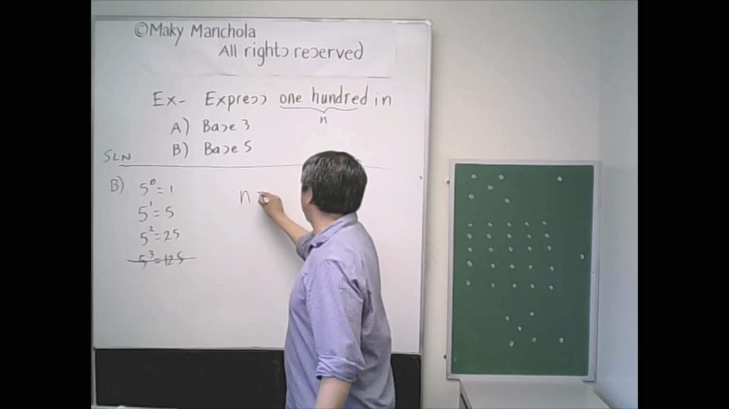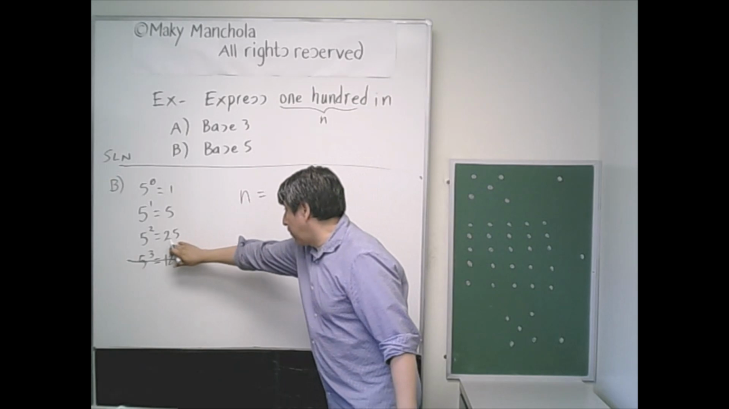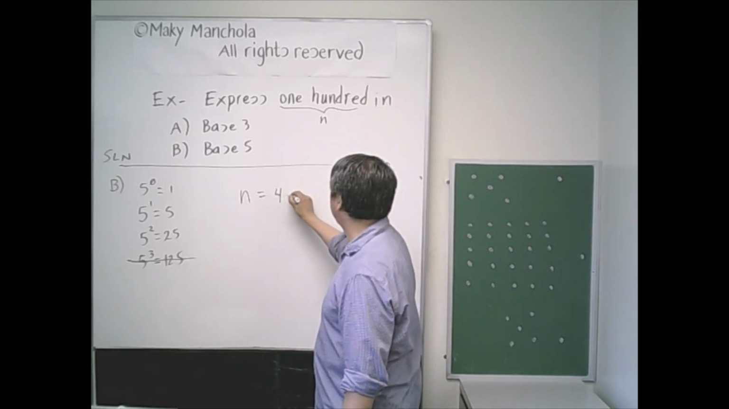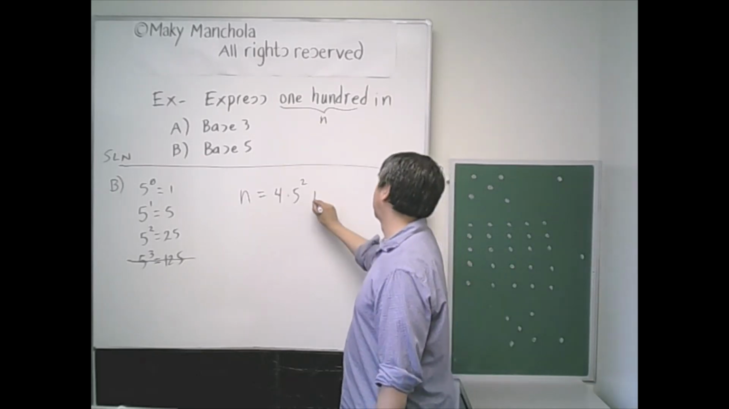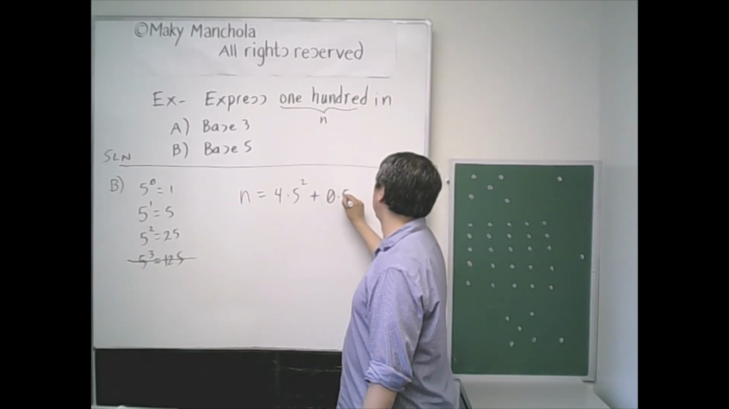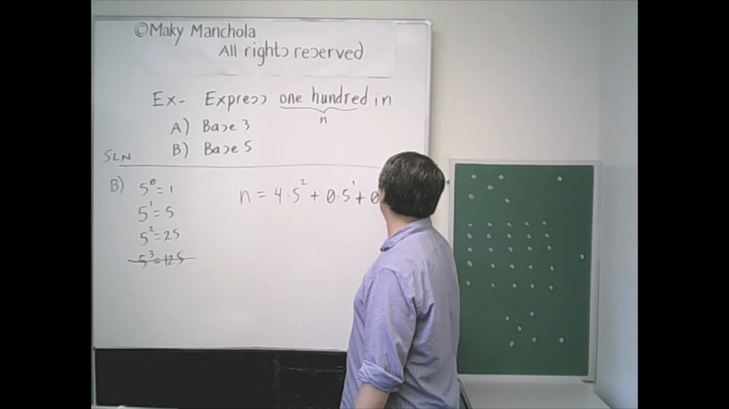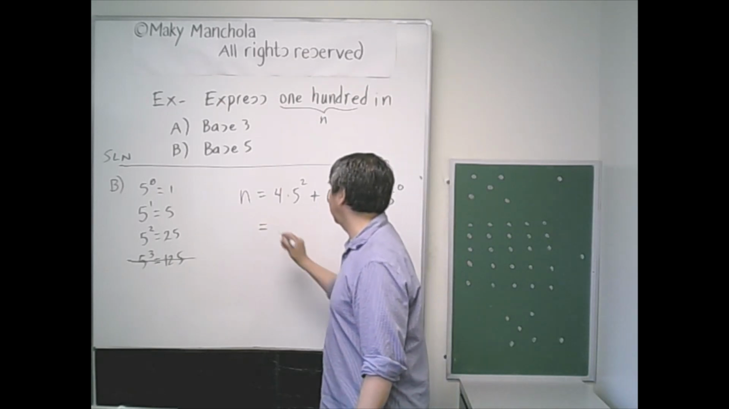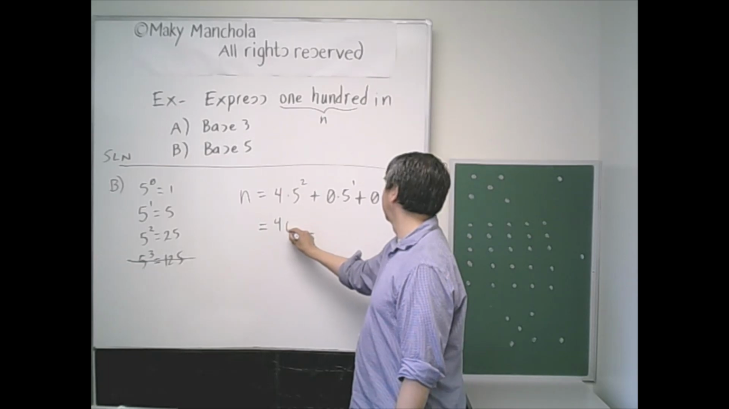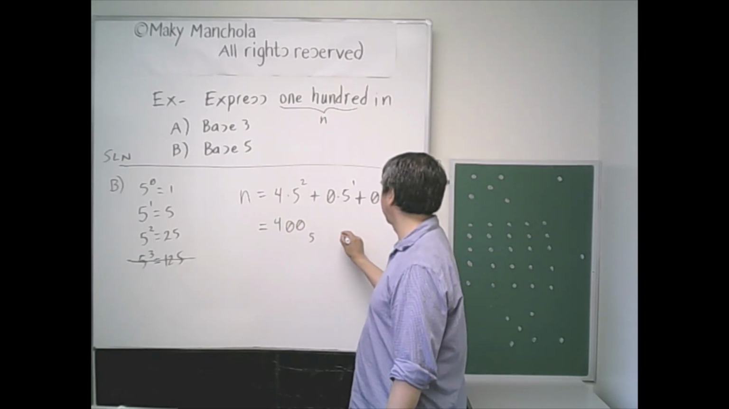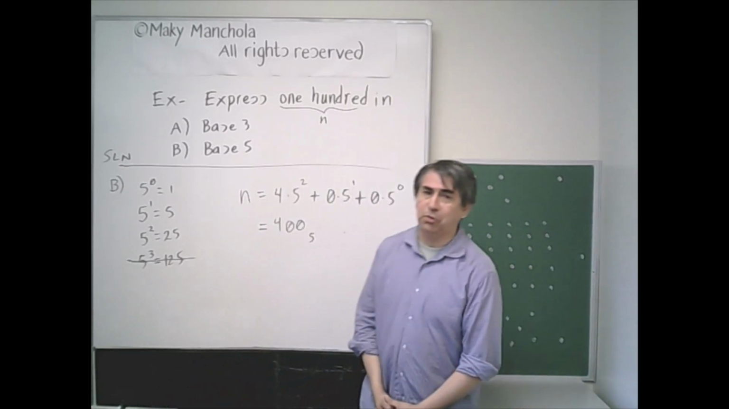So n, which is 100, right, is going to be, well, it's going to be 4 of those for sure. 4, 5 to the 2's. That means there got to be zeros of everything else. How do you write that? Using base 5 notation. Well, the coefficients are 4, 0, 0. All right. That is going to be all for now.